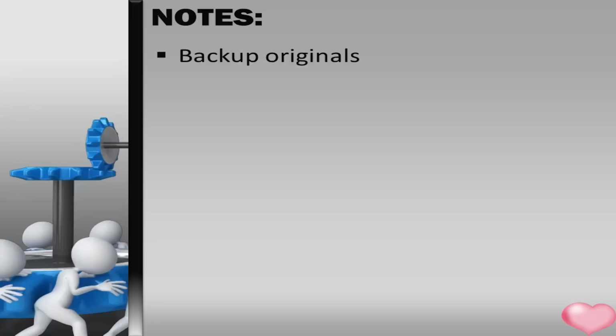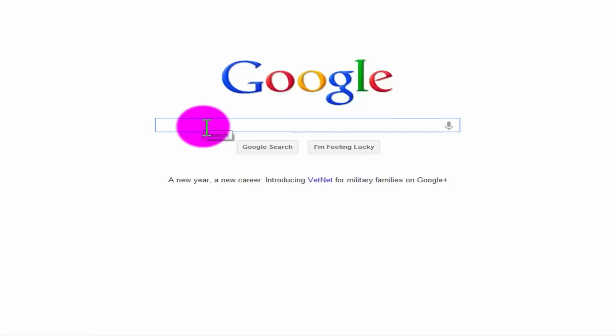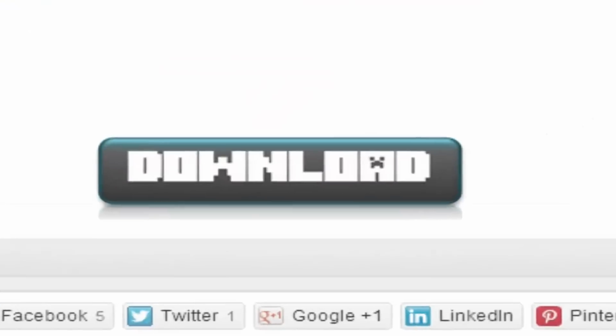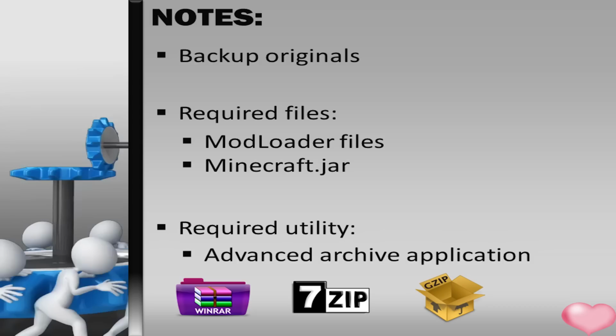Always make sure to back up your original Minecraft files. The required files needed to install ModLoader are the ModLoader files and your Minecraft jar file. You can either use a search engine to find ModLoader or click on the download link on my website. And lastly, you'll need an advanced archiving application to open the Minecraft jar file to install ModLoader. In this demonstration, I will be using WinRAR, but you can use 7-zip, gzip, or your preferred application.